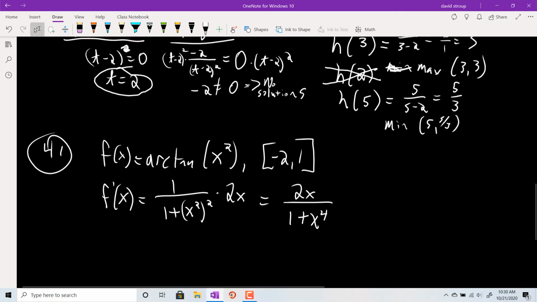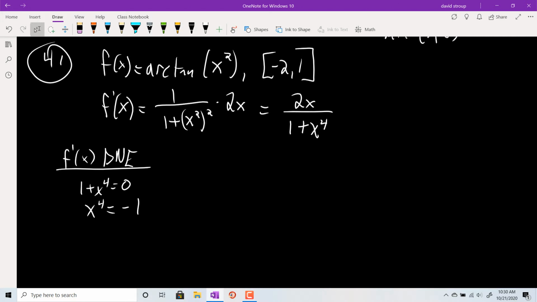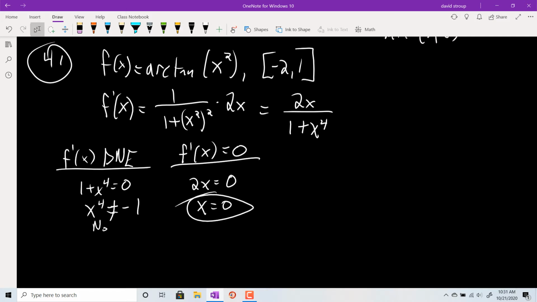We want the critical numbers, so where f prime of x does not exist. That'll happen when the denominator is 0, but that'll never happen, right? You can't raise a number to an even power and get a negative, so no help there. So no critical numbers there. And then you have to find where it's equal to 0. In general, you could just set the numerator equal to 0 and solve, and it looks like we're getting 0 as a critical number.